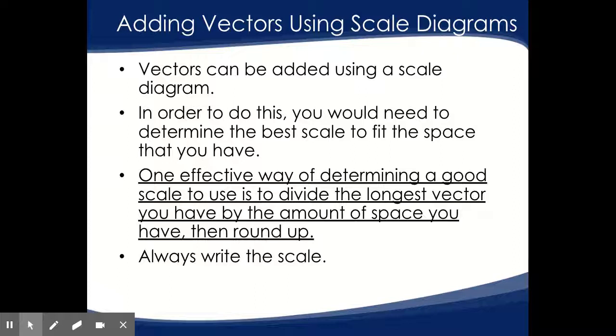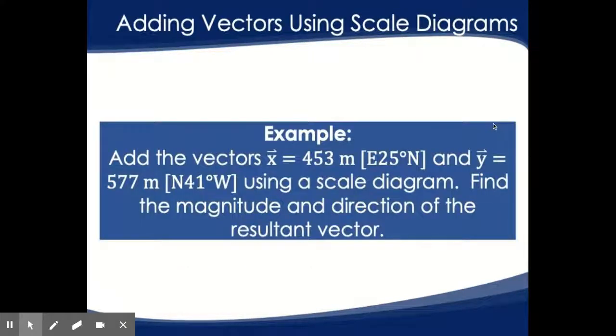So let's say one of my vectors is representing 700 meters. You're not going to draw a line that is 700 meters long, obviously. But if you're drawing it on your paper, you might have a space of 10 centimeters to draw that in. So if your longest vector is 700 meters, you would have 700 divided by the space for your graph. So I'll show you guys examples of that so that it's always to scale.